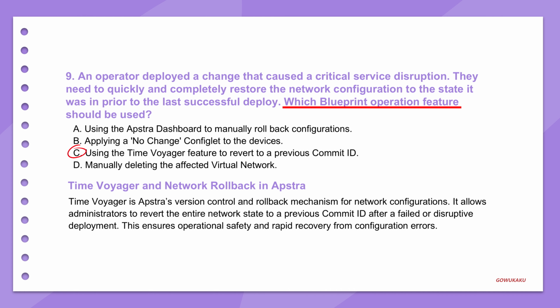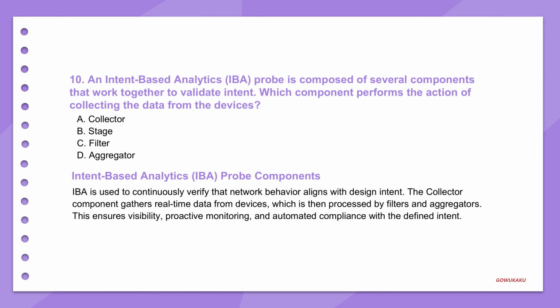The whole system state relevant to that blueprint. It's a comprehensive, audited rollback capability. It drastically minimizes mean time to recovery, MTTR, when things go wrong. It's a huge safety net. Incredible. Okay, last piece of the puzzle.